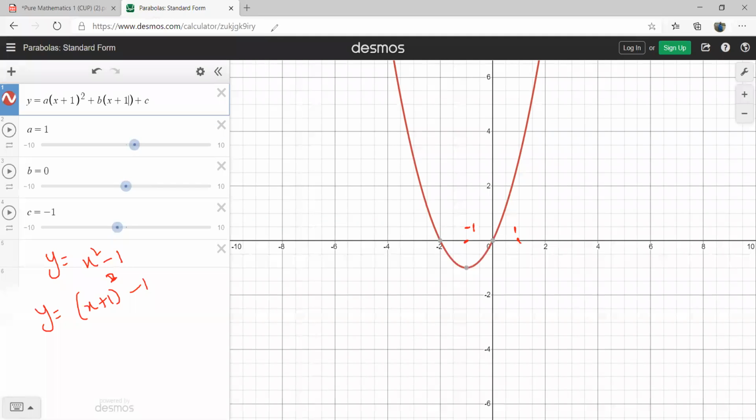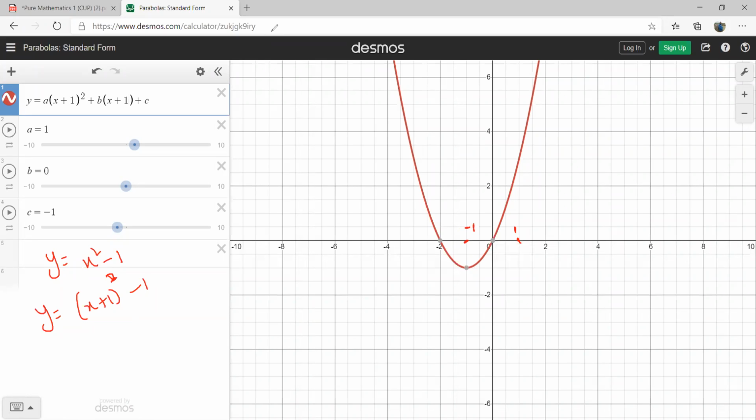So you see now the curve has moved. Has it moved towards the left side or towards the right side? Yes, left. It has moved 1 step towards the left. Though we had a plus 1 over here, this is still moving 1 step to the left.